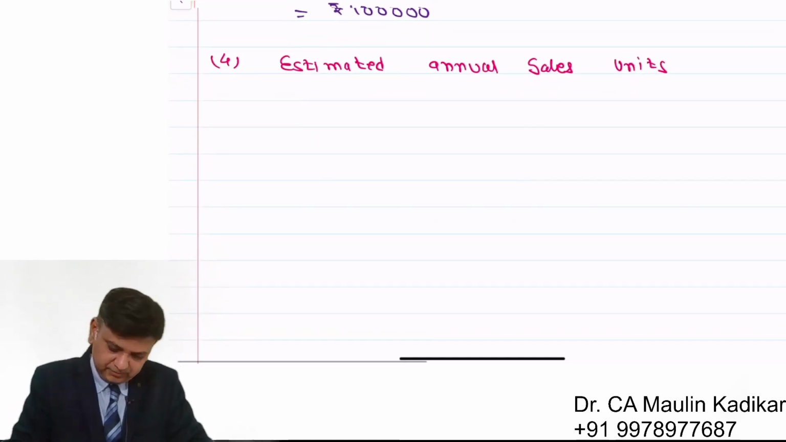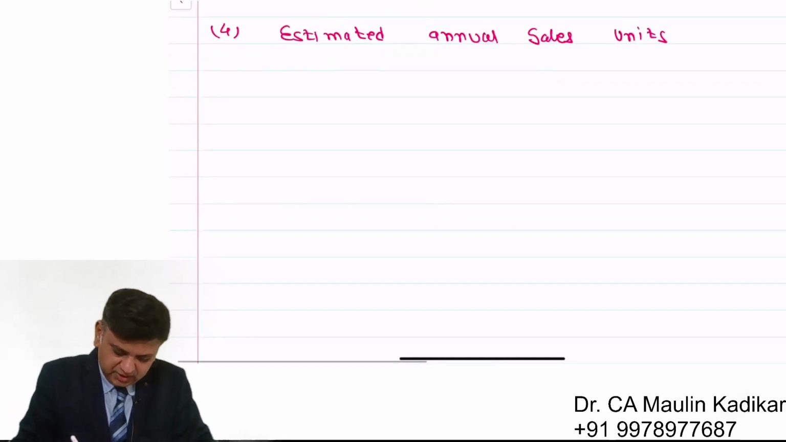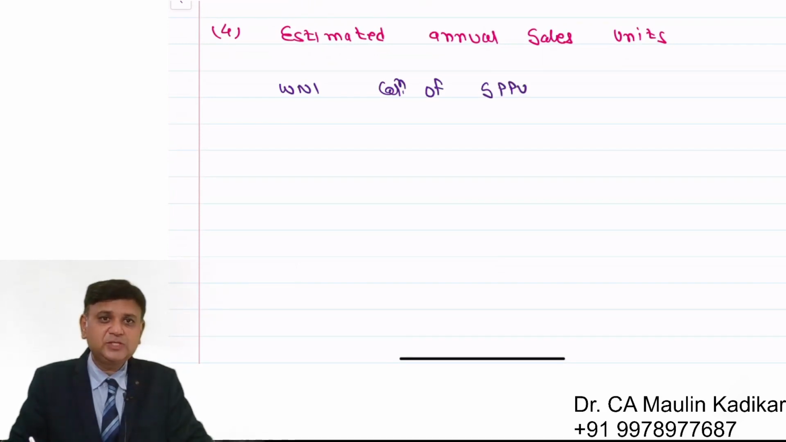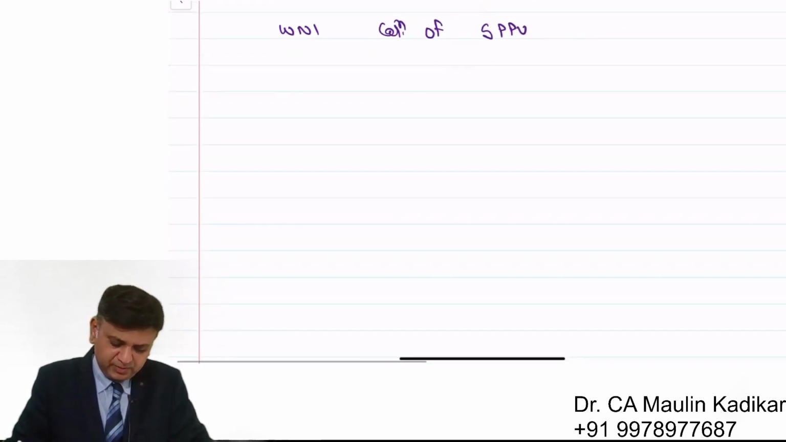In that case, write down the answer. Working note number 1: calculation of selling price per unit. That is the first working note that we will prepare.